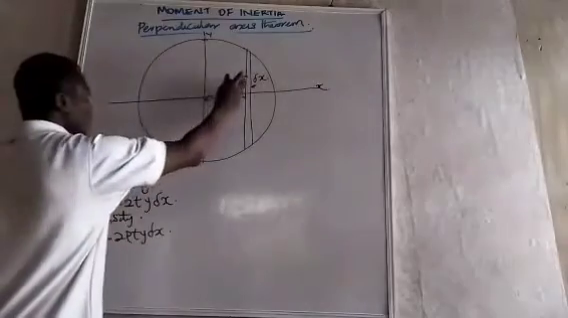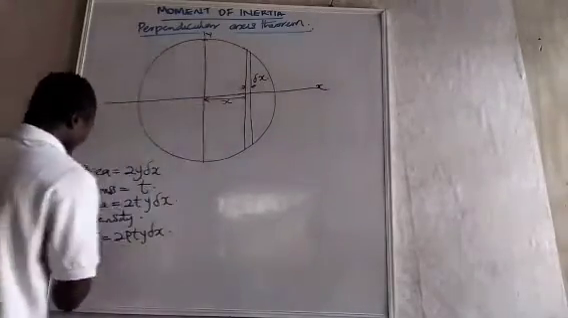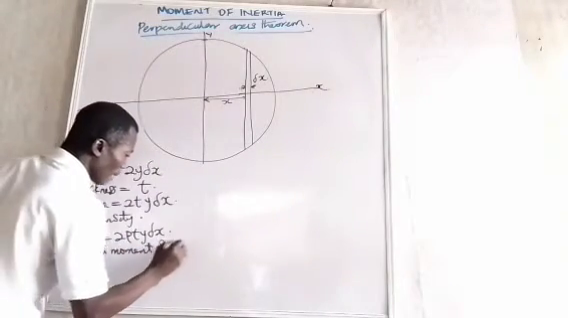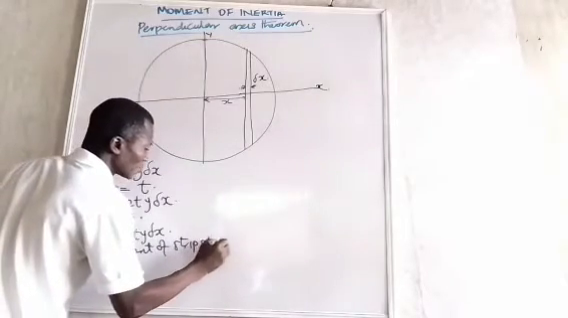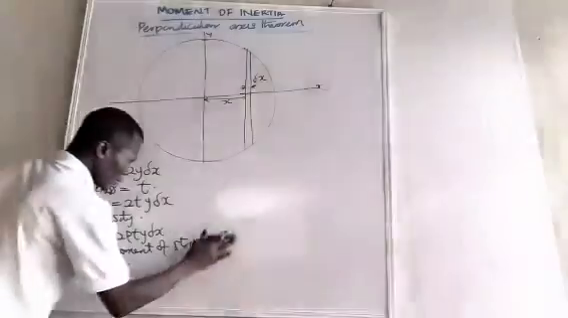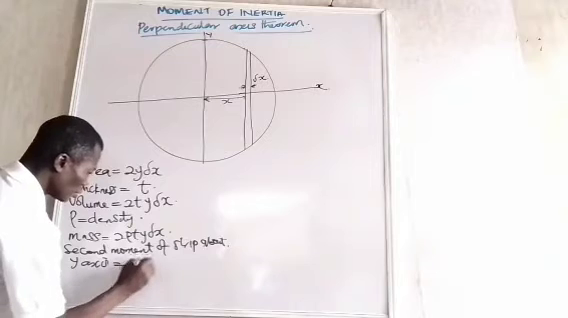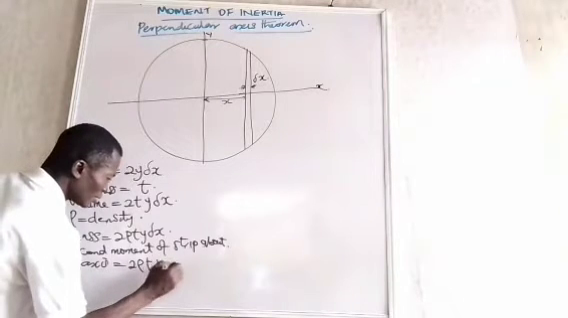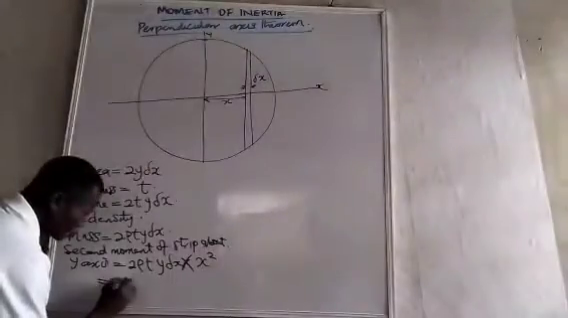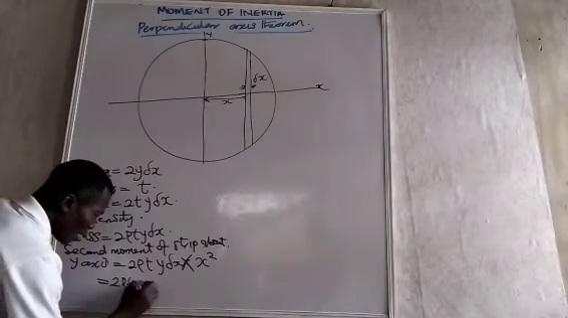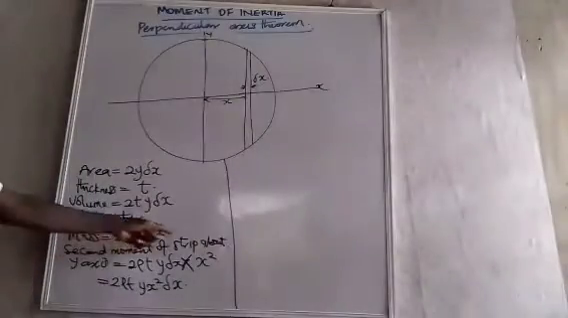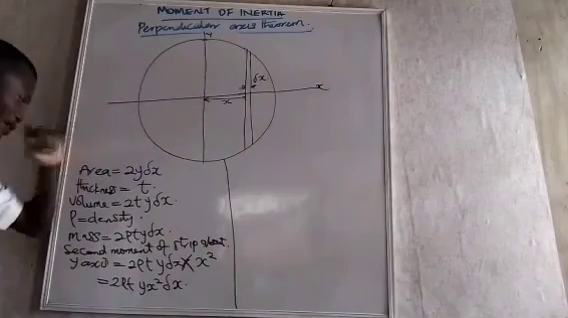Then the second moment about the y axis, second moment of the streak about the y axis, will be equal to 2 rho t y delta x times x squared. So that gives me 2 rho y x squared delta x. So that's the second moment of the streak about the y axis.